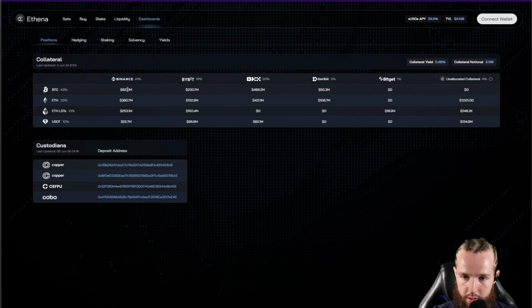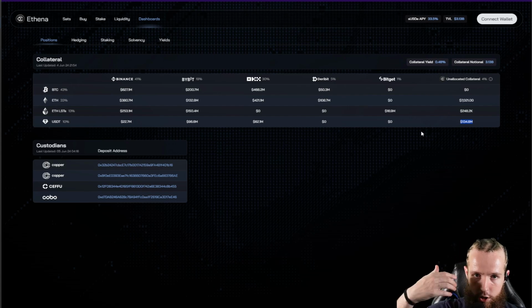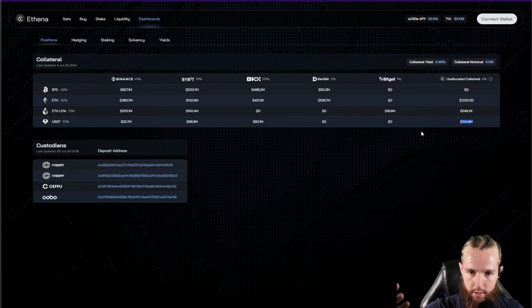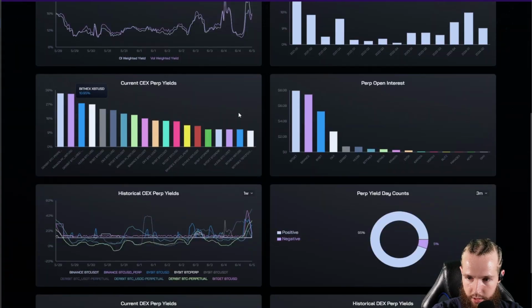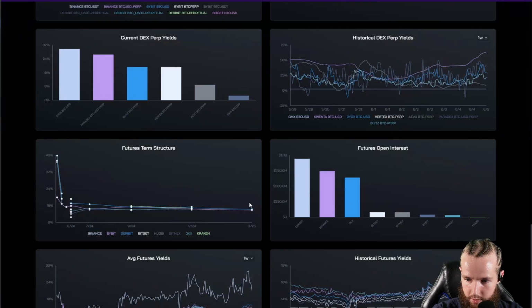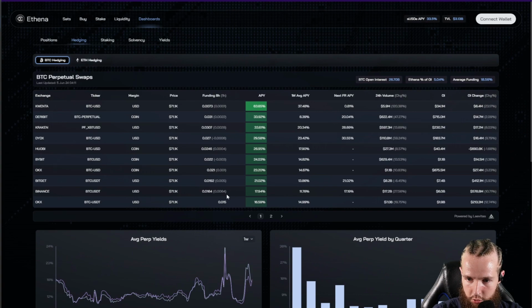And then as you can see here, you can see all of their different holdings and what exchange it's on, as well as unallocated collateral, which is 4% of their holdings. They have quite a bit of USDT in reserves so that you can easily swap in and out of USDe. You can see all their positions, all their hedging, everything in terms of the DEX yields, futures yields, perpetuals yields. All of this information is available there.